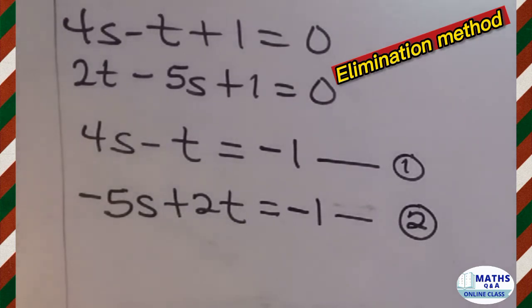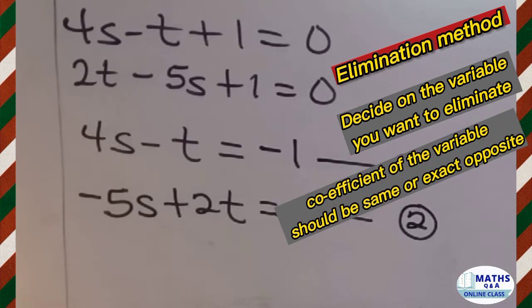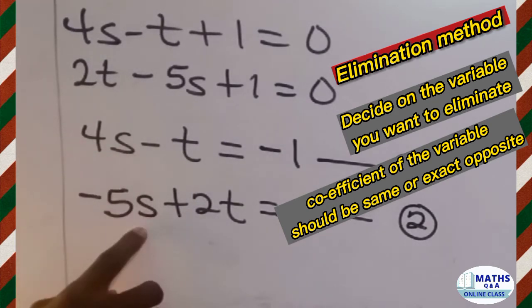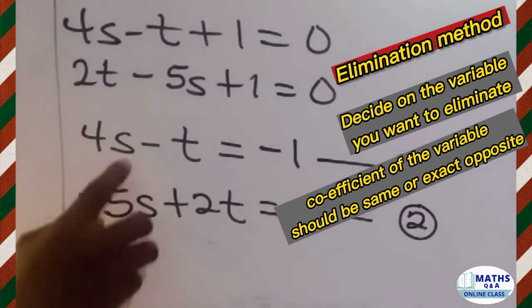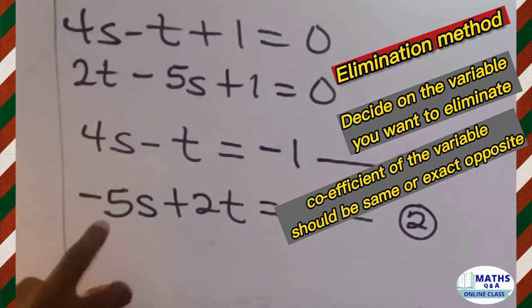If we use the elimination method, we have to decide on the variable that we want to eliminate or take off. Then we make sure that the coefficients of that particular variable are either the same or exact opposites in the two equations. So let's take it that we want to eliminate s in these two equations. We have to make sure that the coefficients of s, meaning the numbers multiplying the s in these two equations, are either the same or exact opposites. By the same, it means if here is 4, here should be 4. By exact opposite, it means that here can be negative 4, here can be positive 4.